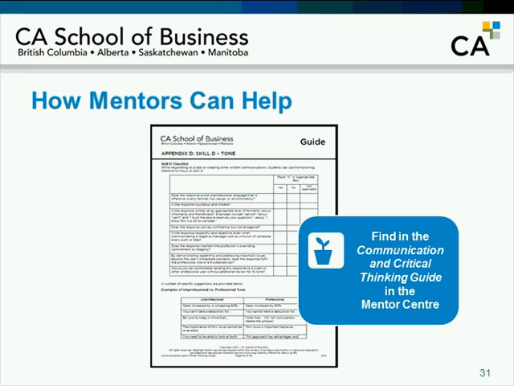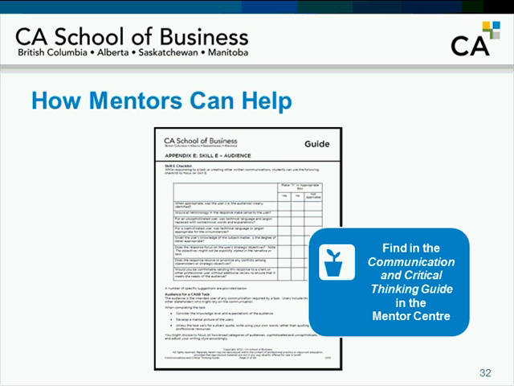And then to ensure that they're using appropriate tone, you can refer your students to Appendix D of the Communication and Critical Thinking Guide. And that appendix contains a checklist and some further guidance on professional tone. And then to ensure that students are considering user sophistication level and that they're using language or providing a level of detail that's appropriate for their audience, you can refer them to Appendix E of the Communication and Critical Thinking Guide. That appendix contains a checklist and some further guidance on audience.